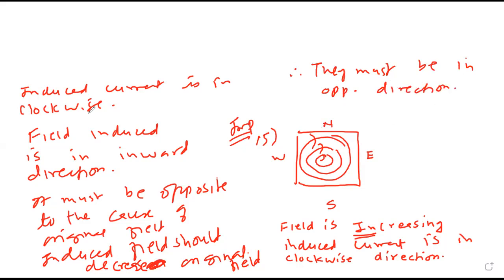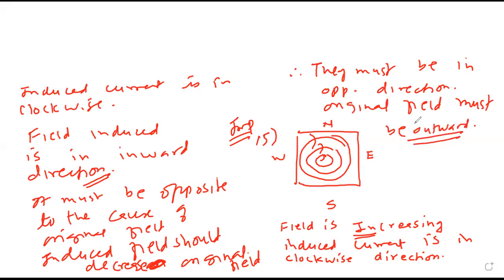So our induced field is in inward direction. Opposite direction means original field must be outward or not. Yes, sir. So if it is outward increasing, inward will decrease. Therefore, that current will be clockwise. So it will be out of the plane, option B. Important, some theoretical one.